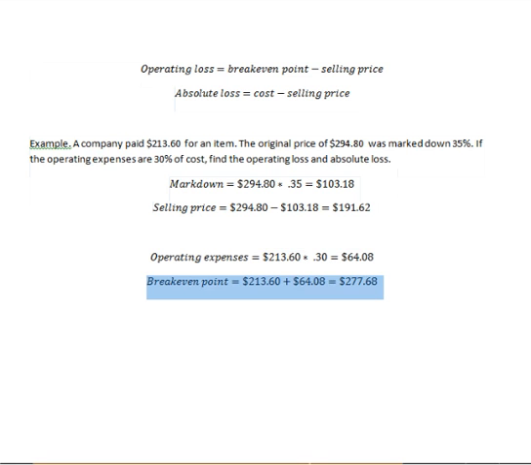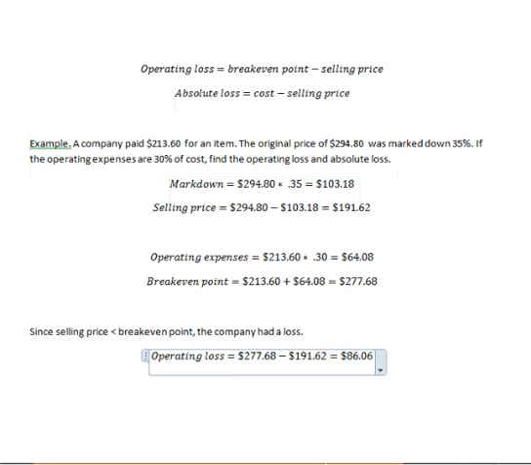Alright, now notice the break-even point is larger than the selling price, or the selling price is less than the break-even point, which indicates a loss. Alright, so now if we calculate the operating loss, we're going to take the break-even point of $277.68 minus the selling price of $191.62 and get $86.06.